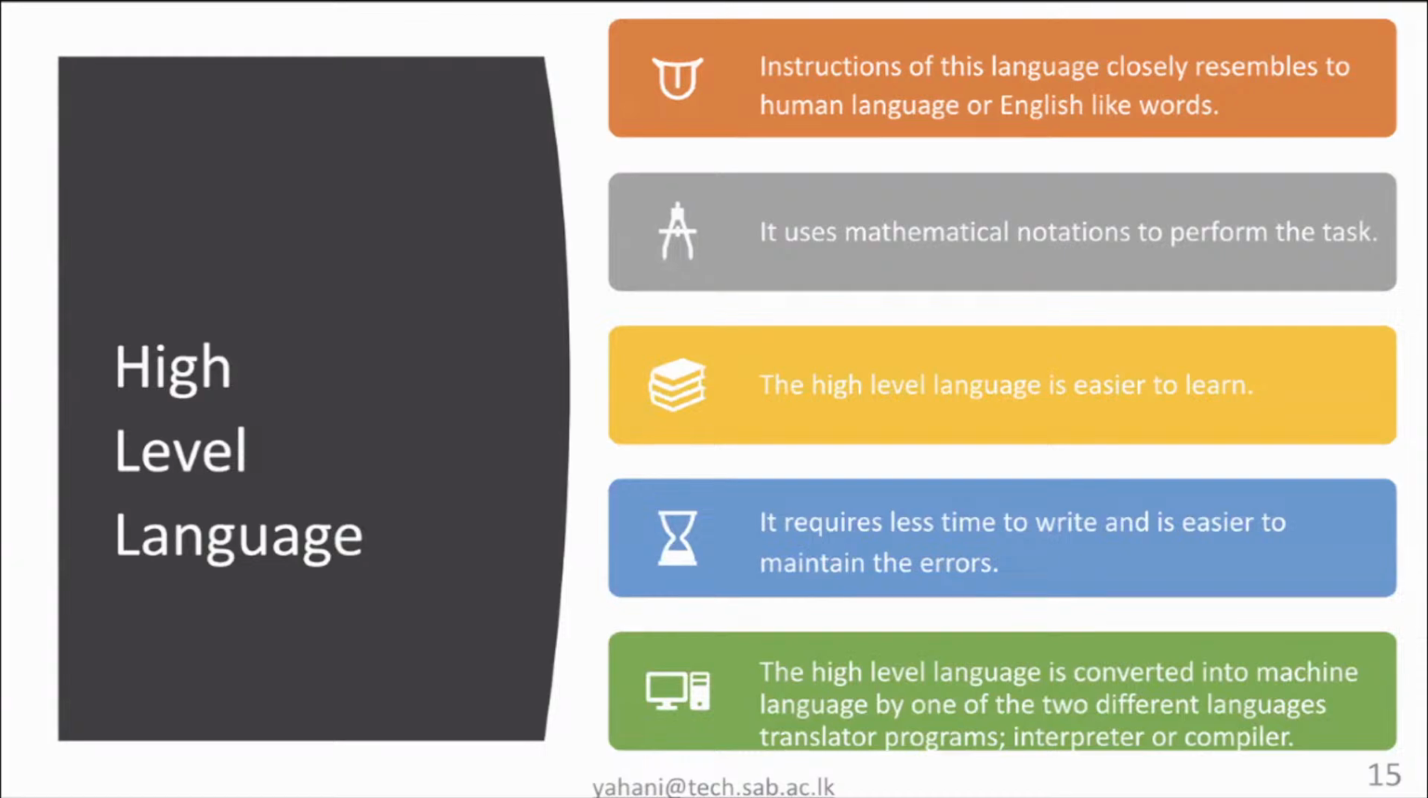Likewise, we have symbols for our mathematical notations. Then the high-level language is easier to learn. Those languages are near to English, similar to English, which means we can easily understand them. It requires less time to write and is easier to maintain errors. So we can create software using those high-level languages easily, and we can maintain errors.